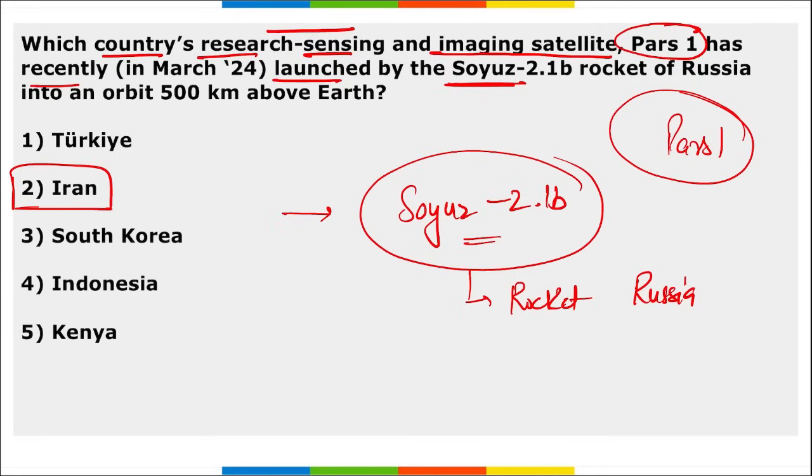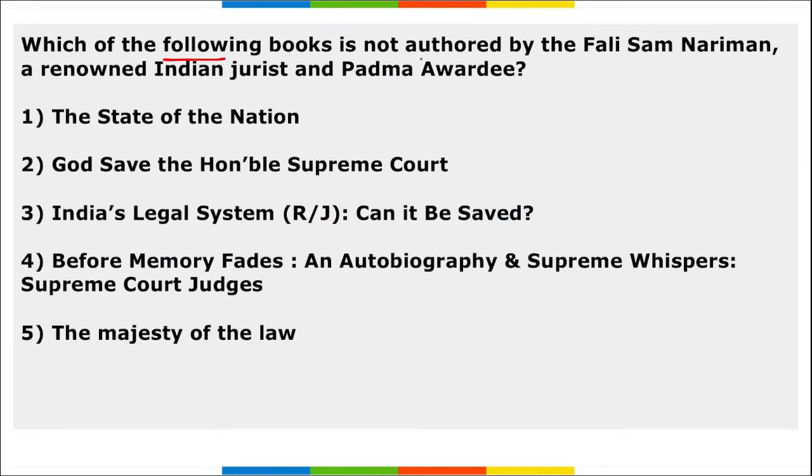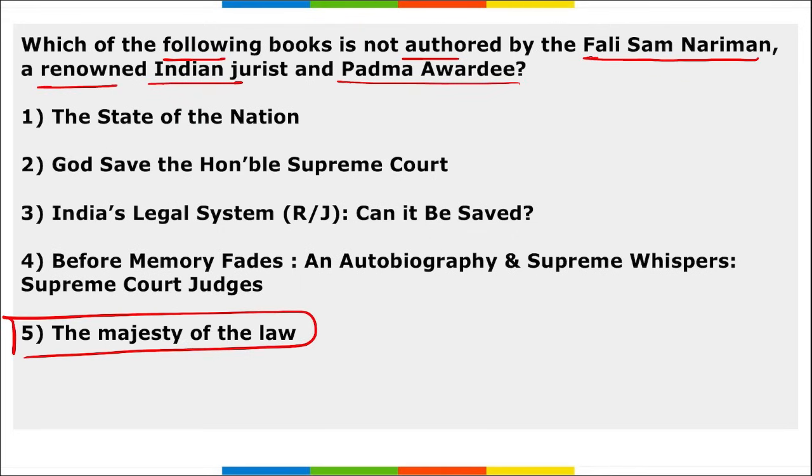Correct? Next, which of the following books is not authored by Fali Sam Nariman, a renowned Indian jurist and Padma awardee? So which of the following books was not authored by him? So all of the books except The Majesty of the Law were authored by him.